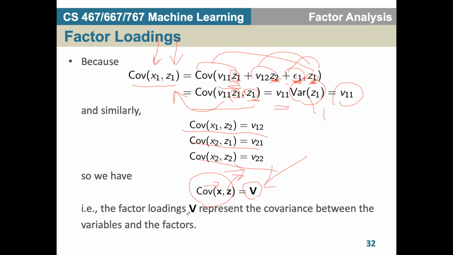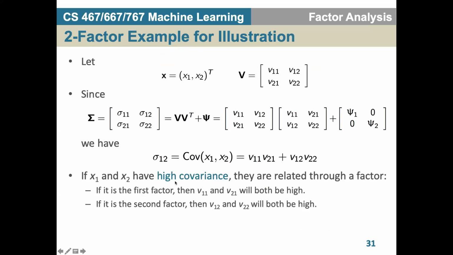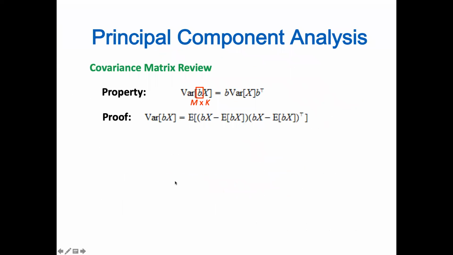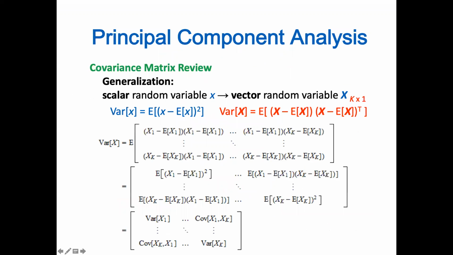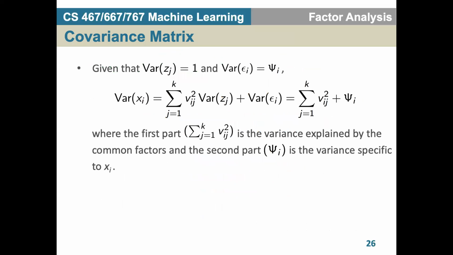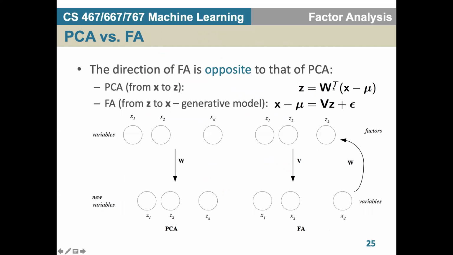So this is telling you what the loading matrix really means. Because originally we just assumed we have this relationship. So what is V? V is really the covariance matrix between X and Z. So that's what V is. I think I should be able to go one step to the.